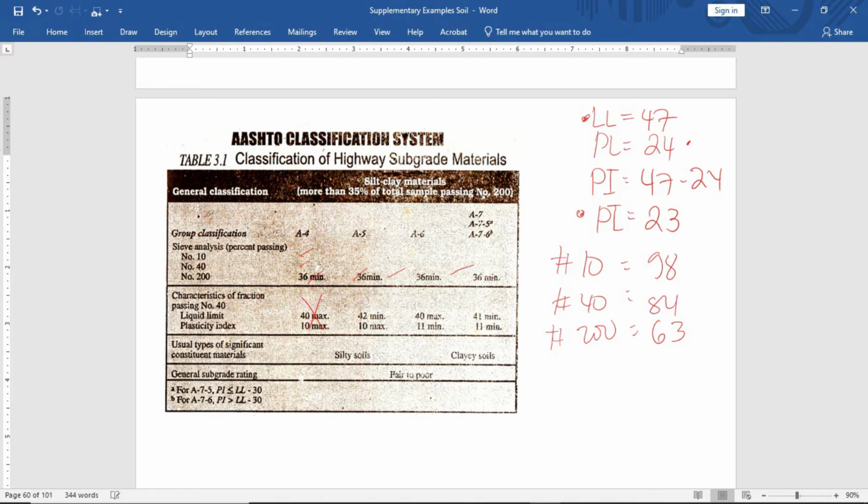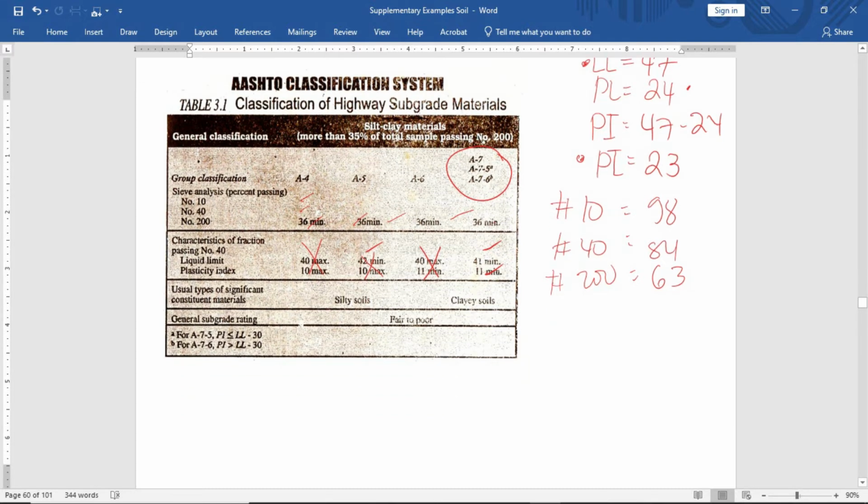Maximum, di na yan. Minimum, possible. So, plasticity index natin is 23. Maximum ay dito sa A5 is 10, so hindi na yan pwede. So, 11. Ito yung pipiliin natin, A-7. So, A-7 agad tayo. Kaso, hindi natin alam kung 5 or 6.